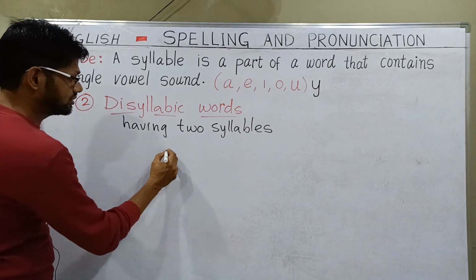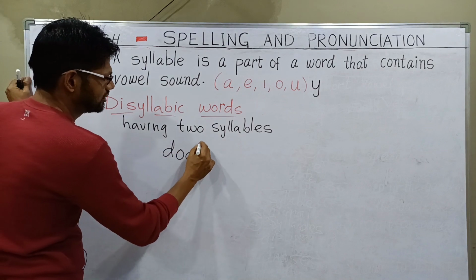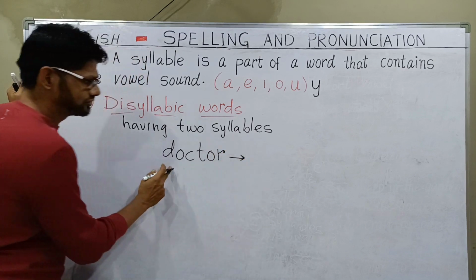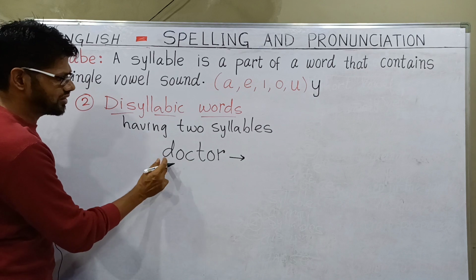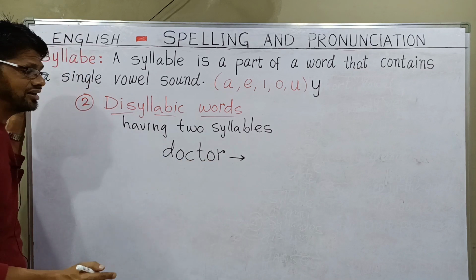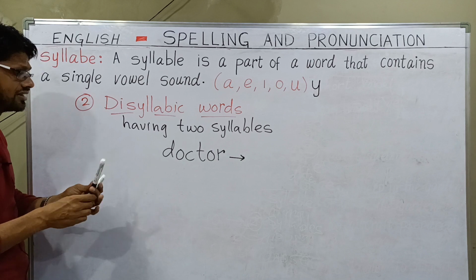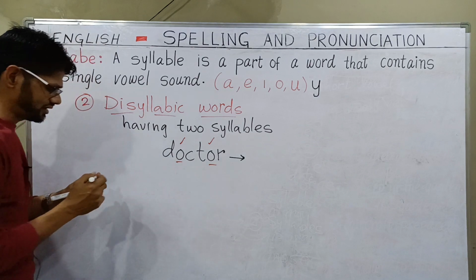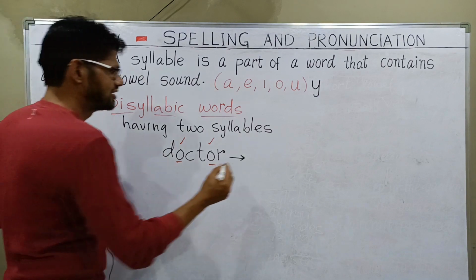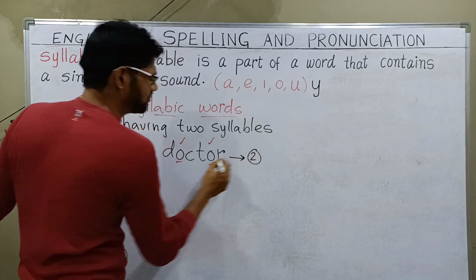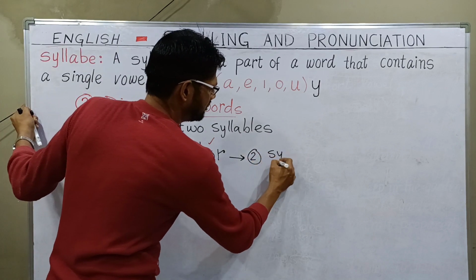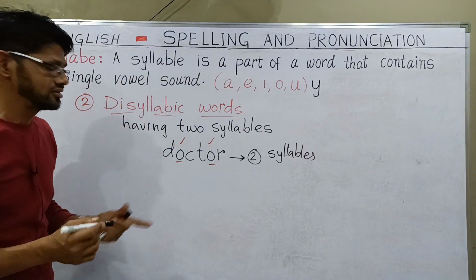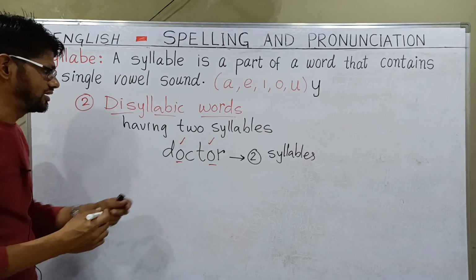I can give you an example. For example, doctor. The length of this word is 6 letters. But how many vowel sounds do we have? 2. So 2 vowel sounds are there. That is the reason we can say it is a disyllabic word. 2 syllables are there, or 2 beats, 2 sounds.